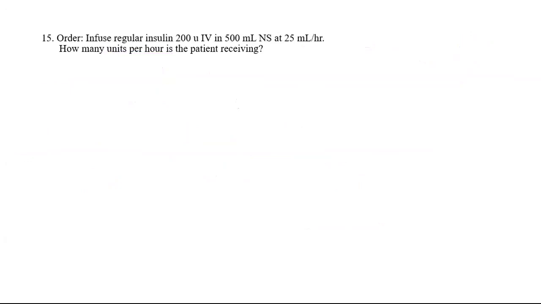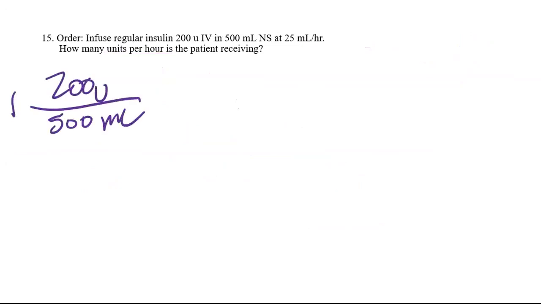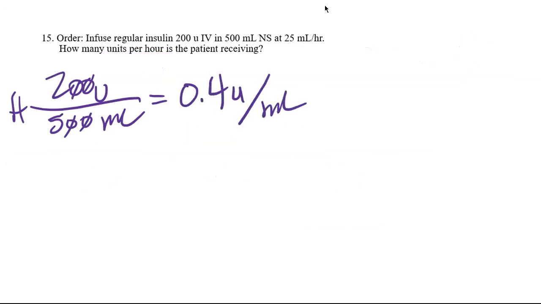We have insulin, 200 units in 500 mLs. And that's what we have. We can cross that out, cross that out. We got 2/5, which is 0.4 units per mL. We're infusing at 25 mLs per hour. We want to know how many units per hour the patient is receiving.